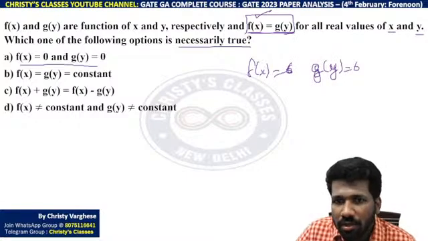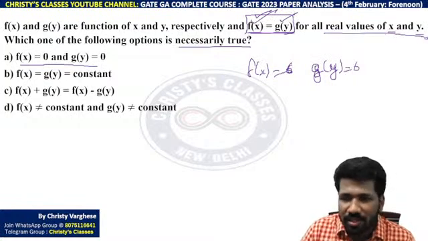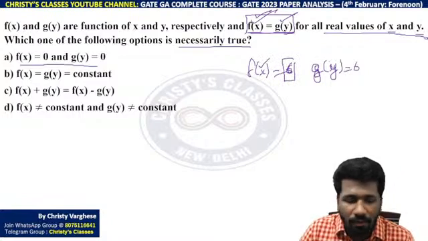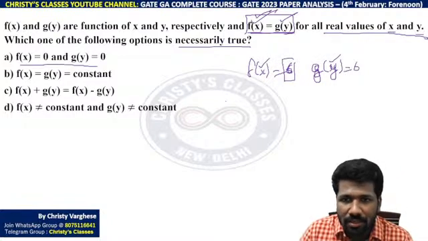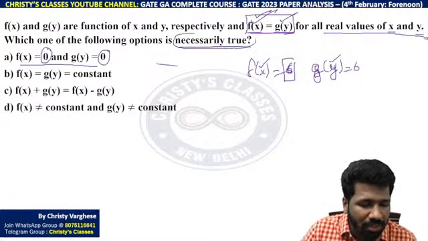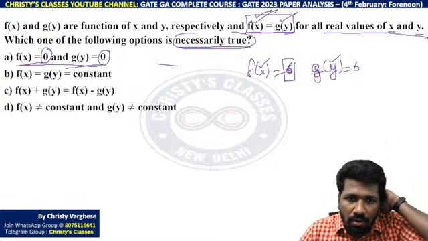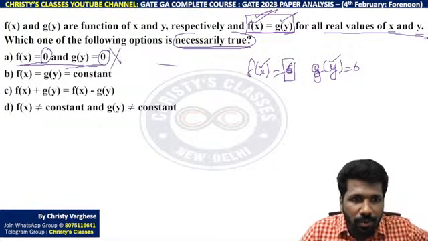y is 6. In this case, f of x equal to g of y is satisfied, isn't it, for all real values of x and y, because whatever x you put the value will be 6, whatever y you put the value will be 6. So f of x equal to g of y is satisfied even if f of x and g of y are not 0. Necessarily true means it should always be true. So f of x 0, g of y 0 is not necessary. That is why this is not correct.